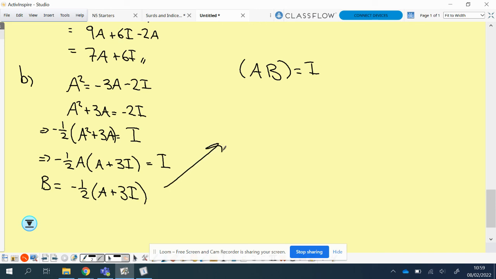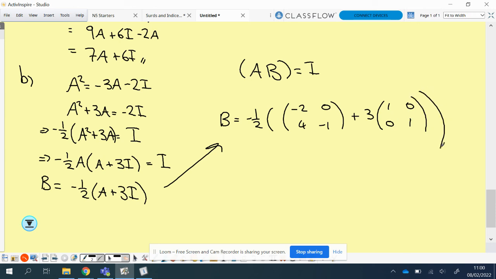I'll put it over here so we've got the space. So B is going to be negative a half of the matrix A. The matrix A was negative 2, 0, 4, minus 1, plus 3 lots of the identity matrix, which is 3 lots of 1, 0, 0, 1. If I tidy this up, that's negative a half of: negative 2 plus 3 lots of 1 is just 1. That's 0 in the second coefficient of that first row. 4 plus 3 lots of 0 is just 4. And negative 1 plus 3 lots of 1 is 2.